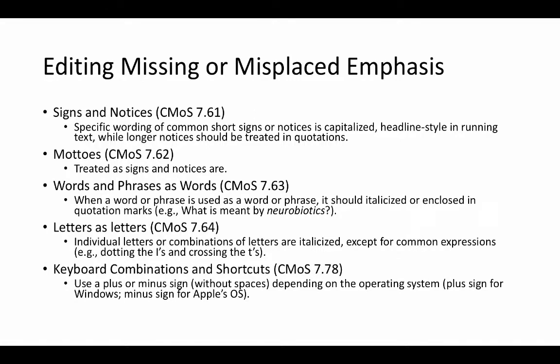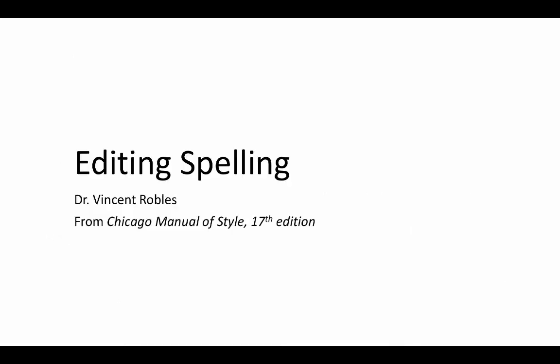For keyboard combinations and shortcuts, remember that you would need to use one of the plus or minus signs without any spaces, and it depends on the operating system. So a plus sign for Windows and a minus sign for Apple. And that's editing spelling. Relatively straightforward, but indeed that chapter is a bit long, so I recommend you consult the lecture slides for this as a sort of cheat sheet to consult when you need to think about spelling.